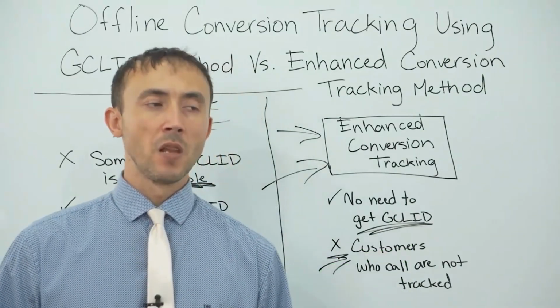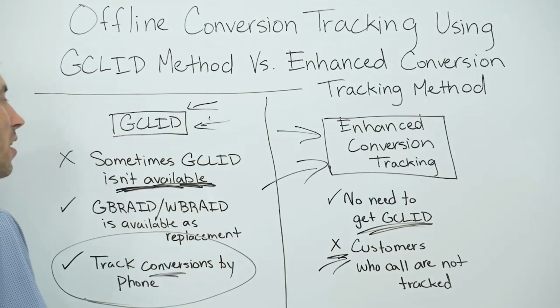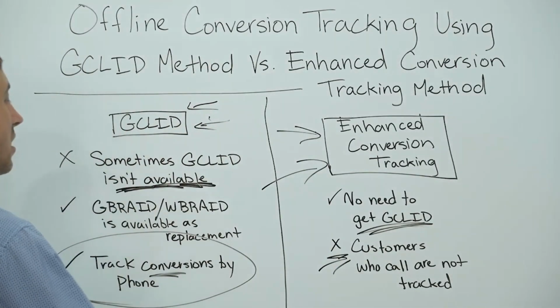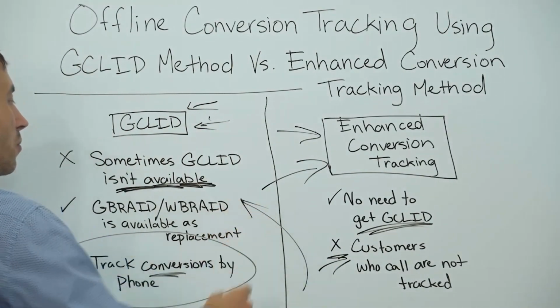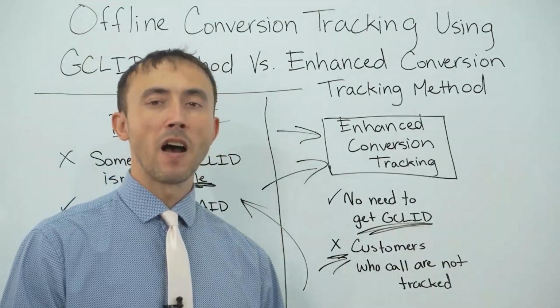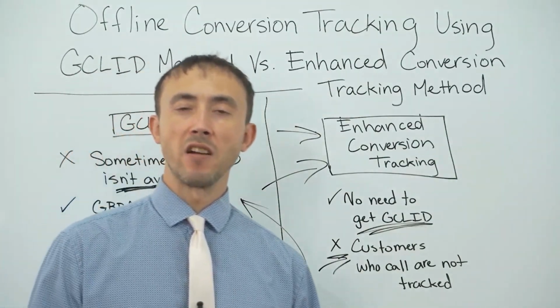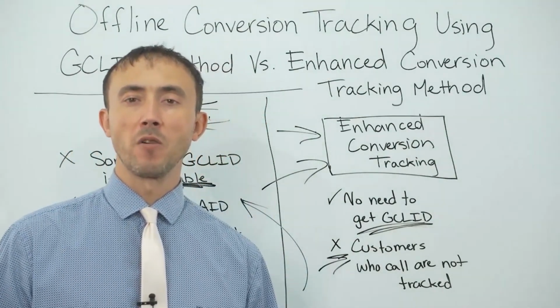So with that said, getting back to the summary of what I was talking about here, Google Click ID is more labor intensive to get the most accurate data, a real human verifying which leads actually turn into a sale. When I say it's more accurate, it's because here's the dilemma with offline conversion tracking.